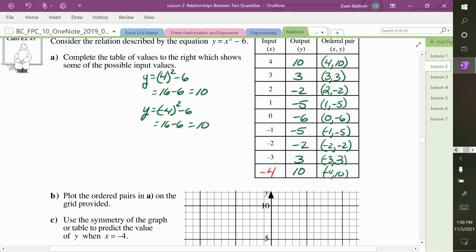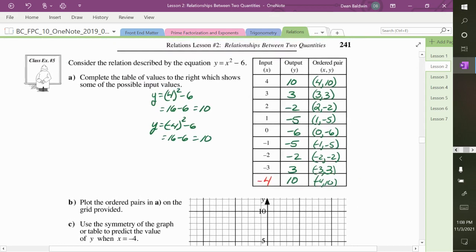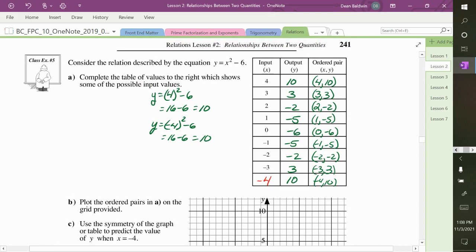Are we done? Are we ready? We're going to sketch it on the graph. So if you've got the ordered pairs, you can plot them on the graph if you want.